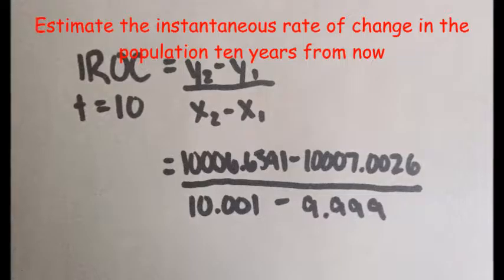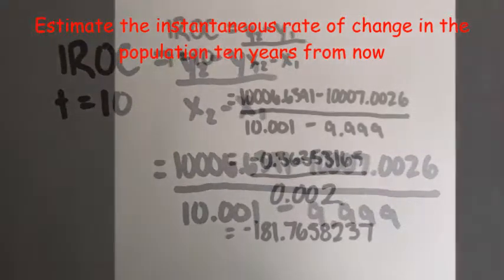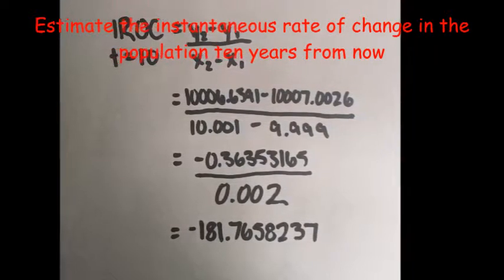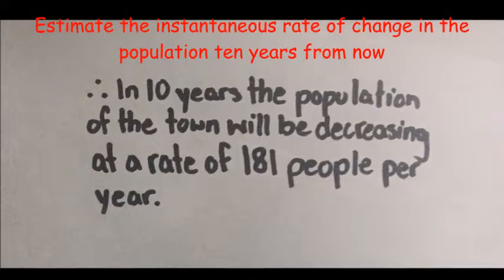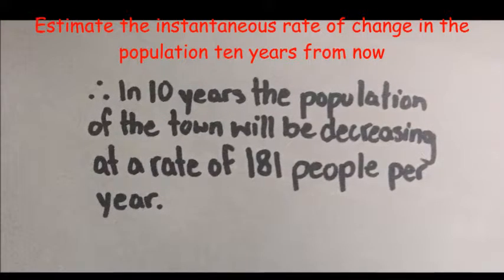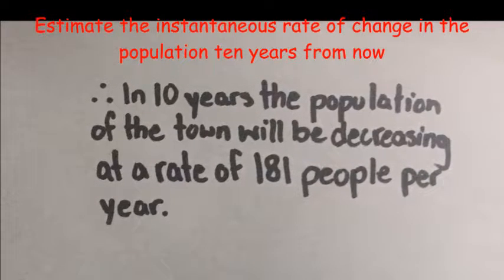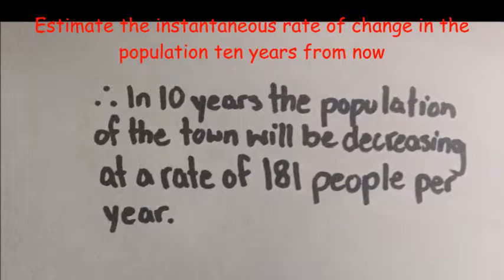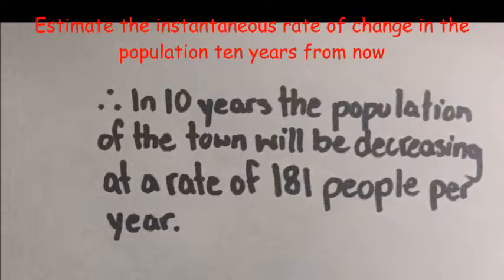Now I substitute x's and y's for the corresponding numbers found in the table from earlier. Next I subtract both the top and then the bottom, and then I divide. The final step is to conclude. Minus 181.7 has been rounded down as you cannot have 0.7 of a person. Conclude with, therefore in 10 years the population of the town will be decreasing at a rate of 181 people per year. Note that the negative answer represents a decrease in people.